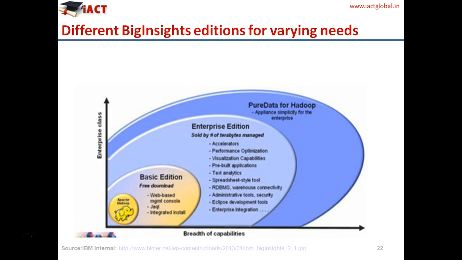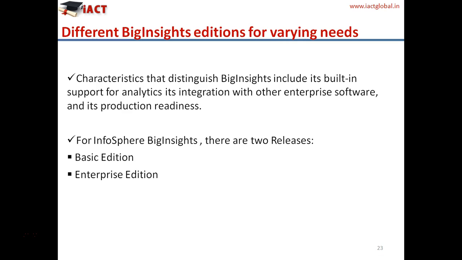Next is different BigInsights editions for varied needs. BigInsights editions are of three kinds: Basic Edition, Enterprise Edition, and Pure Data for Hadoop. Basic Edition is the free download edition, and Enterprise Edition is sold by the number of terabytes being managed in that particular edition. And Pure Data for Hadoop is appliance simplicity for enterprise. It's the advanced product. The characteristics that distinguish BigInsights include its built-in support for analytics, its integration with other enterprise software, and its productive readiness.